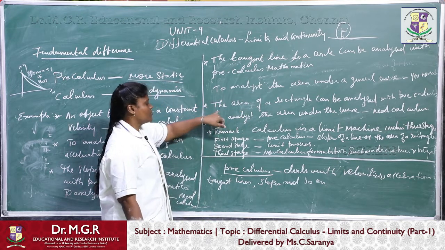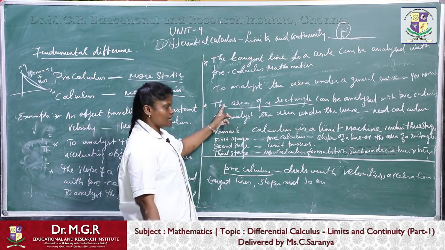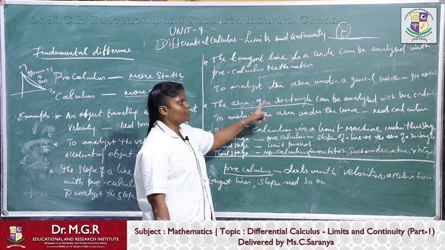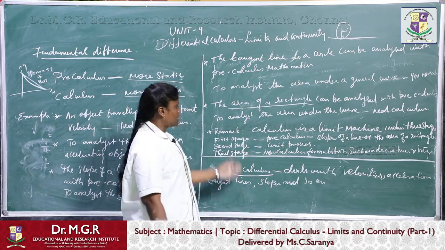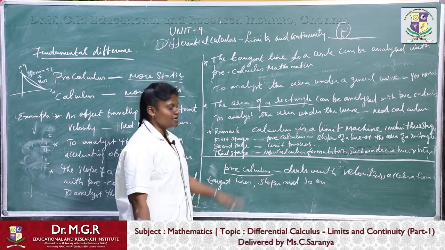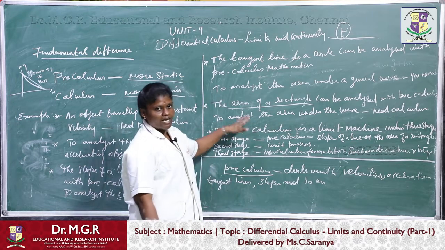Next, another very important one, the area of the rectangle. The area of the rectangle can be analyzed. If you want to find the area of the rectangle, we first use pre-calculus. Then to analyze the area under the curve, you need calculus. Understand?